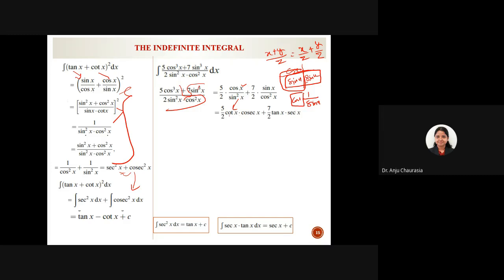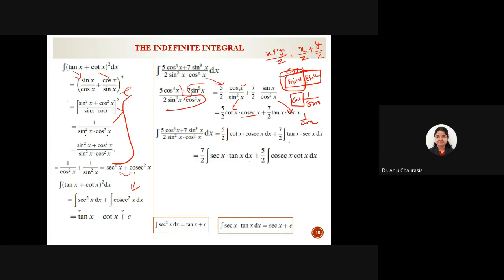So 1 by sin x is cosec x, if you remember. Sin x by cos x is tan x, and 1 by cos x has been left there, that is sec x. Now you can understand. Okay, so now this formula is equivalent to this. Now you can use integration. I just calculated this term. So here is the formula.